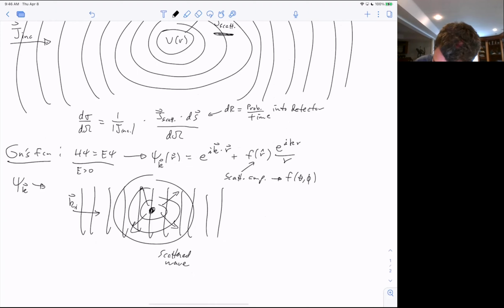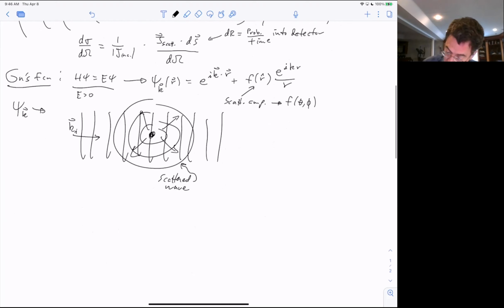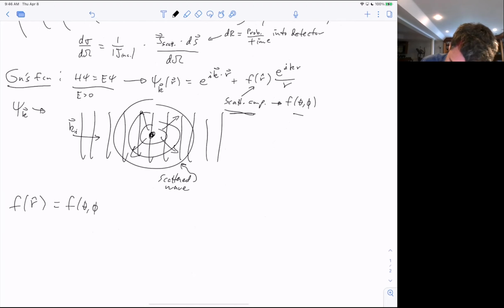So that's what happens in quantum mechanical scattering. You have an eigenstate that looks like that. And then the Green's function approach was quite nice because it also allowed us to figure out what that scattering amplitude, f of r, is. We derived a little formula for it, f of theta phi. Nice formula. And here it is.